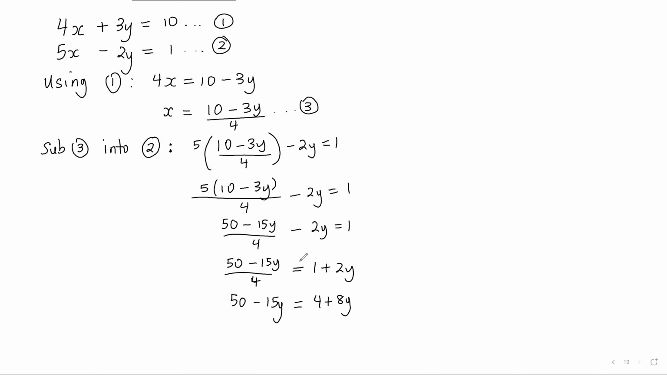And now I'm going to group my y terms on one side and my constants on the other side. So this would be minus 15y take away 8y is equal to 4 take away 50, which is minus 15 minus 8, which is negative 23y is equal to 4 take away 50, which is minus 46.